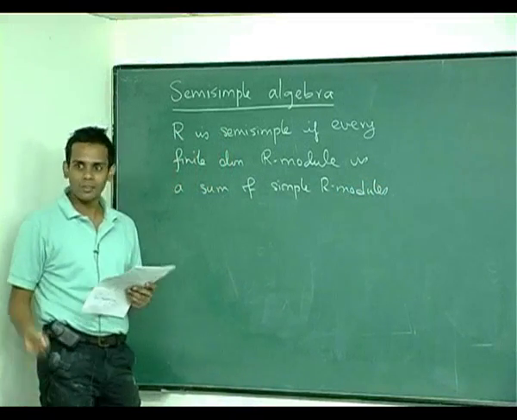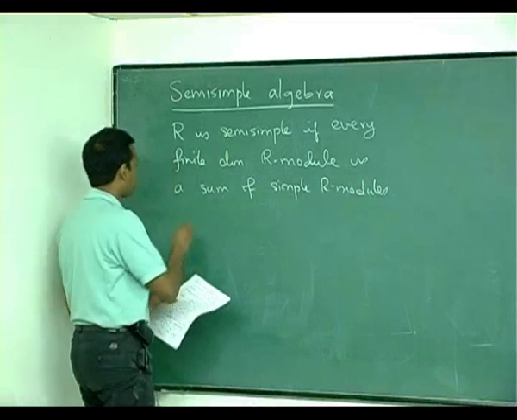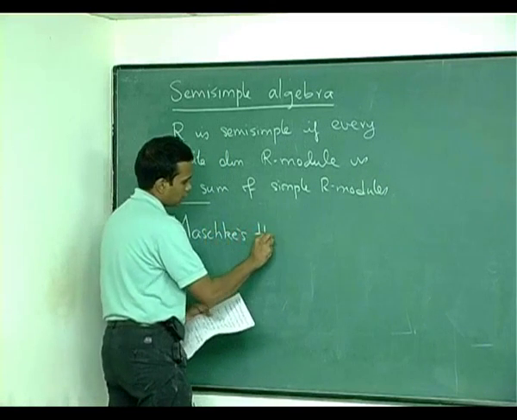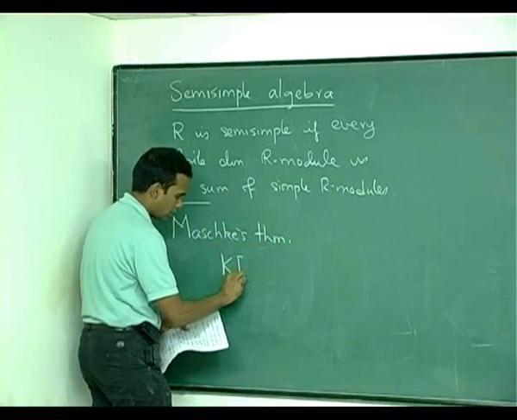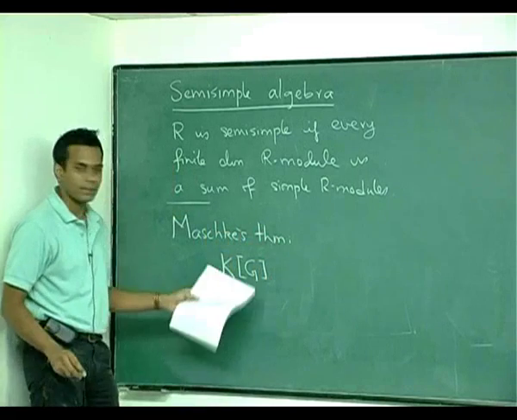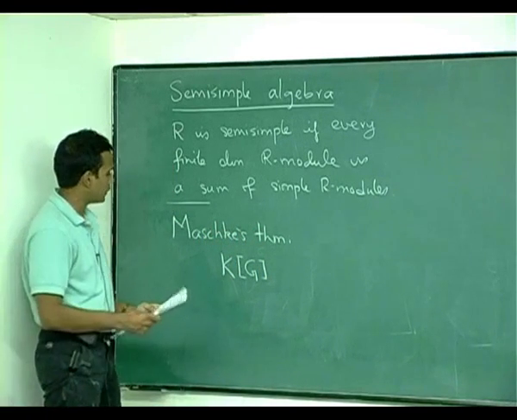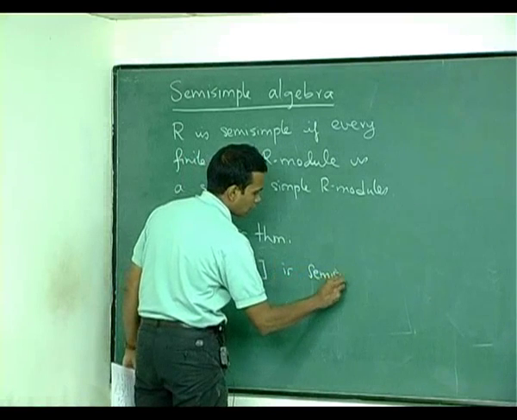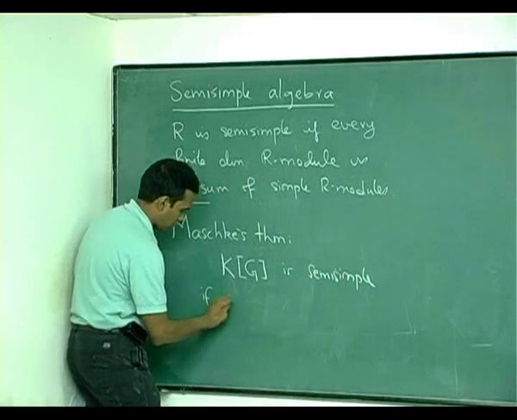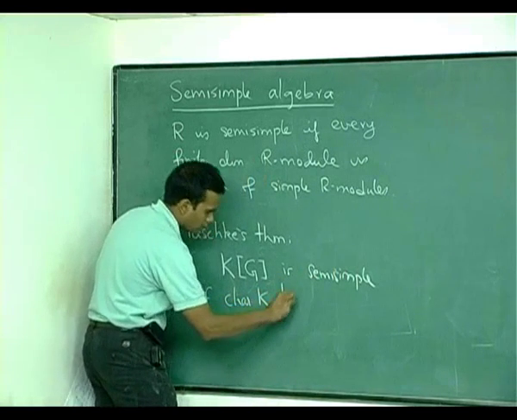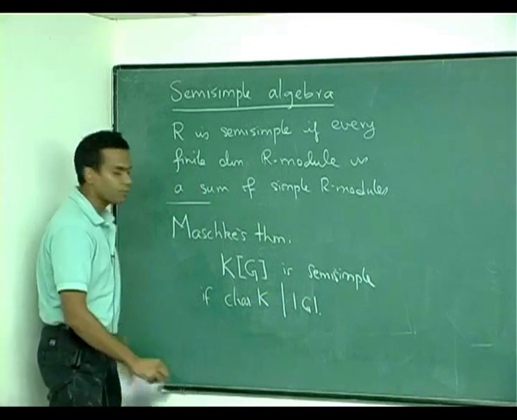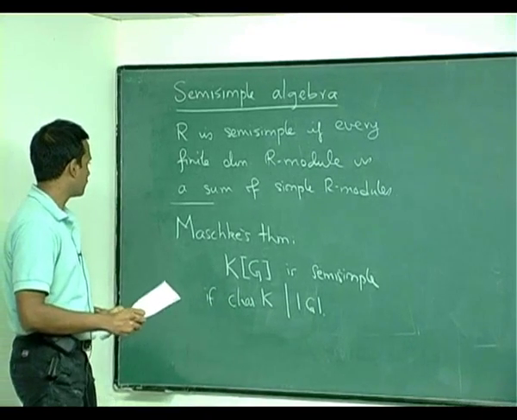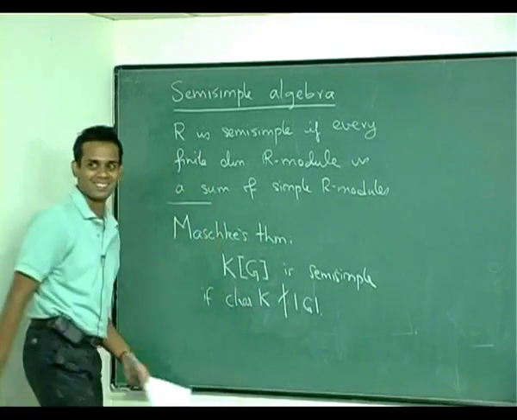From this point of view, the content of Maschke's theorem is that KG, the group algebra of a finite group G, is semi-simple if the characteristic of K does not divide the order of G. Actually, this is an if and only if. Correct.